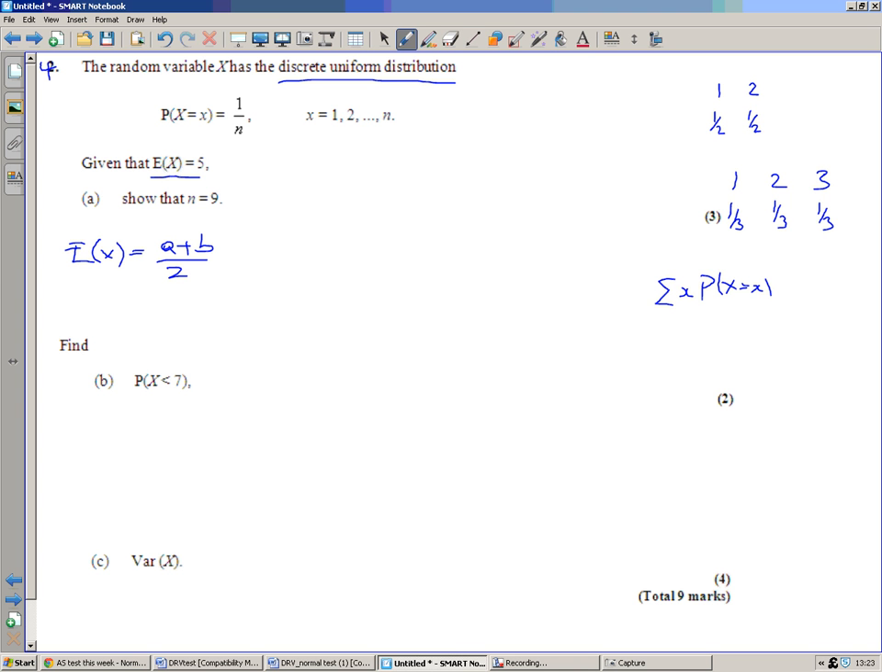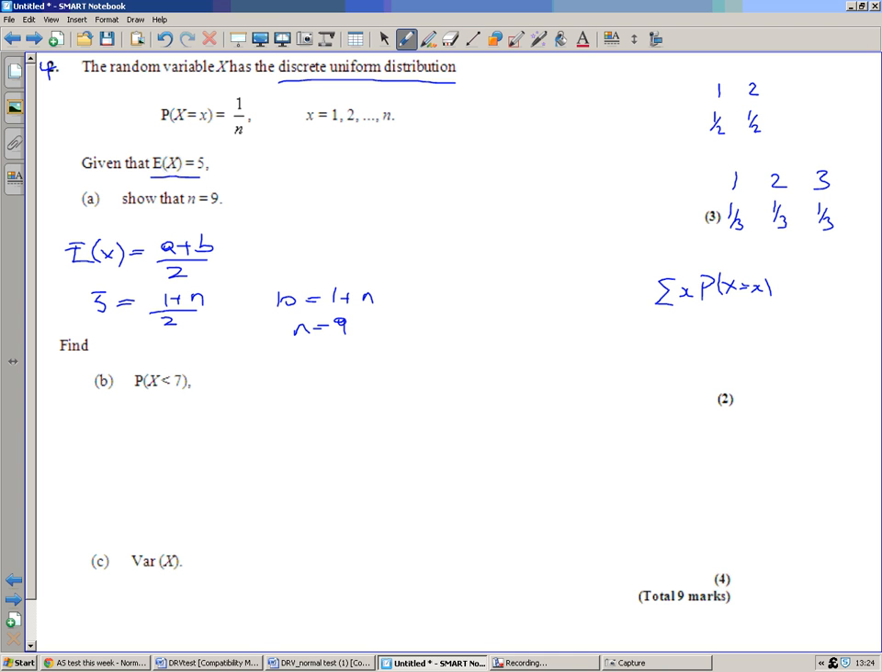It's particularly useful here because we get our 3 marks very quickly if we do that. It says show that n equals 9. Well, we know the first term is 1 and the expectation is 5. So we have 5 is equal to (1 plus n) over 2. So we have 10 is equal to 1 plus n, so n equals 9.